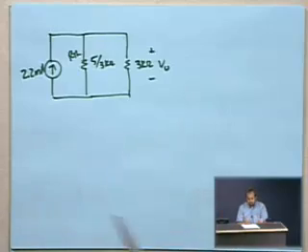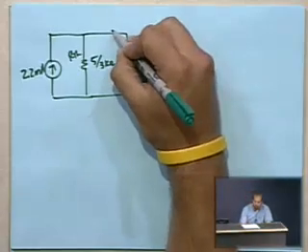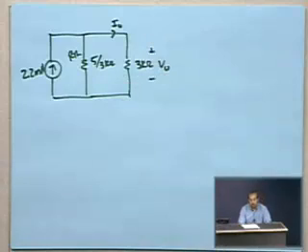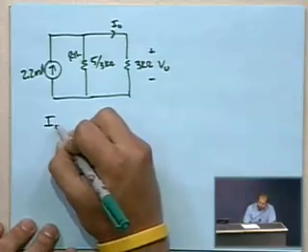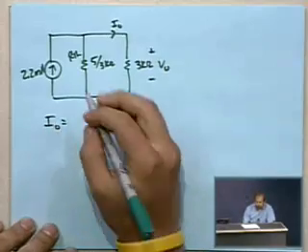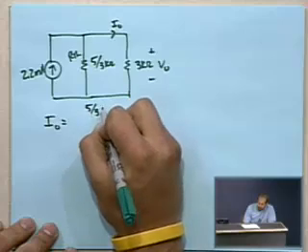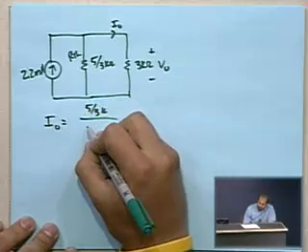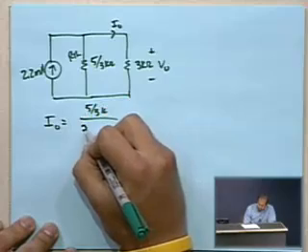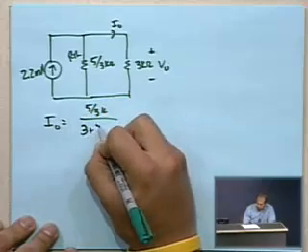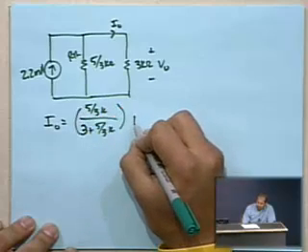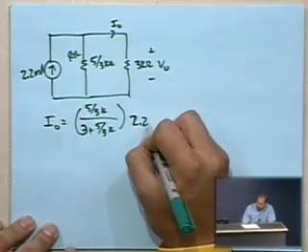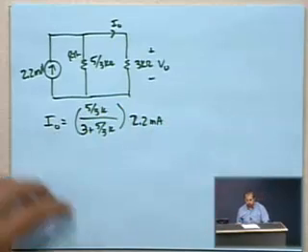But in this case, what we need to do is find out, let's call it current I0, that happens to be flowing through that 3K resistor. So current division: if we want to find the current I0, we put the other resistor on the top. So we've got 5/3 of a kilo ohm over 3 plus 5/3 of a kilo ohm, and that fraction is multiplied by the 2.2 milliamps that are produced by the source.